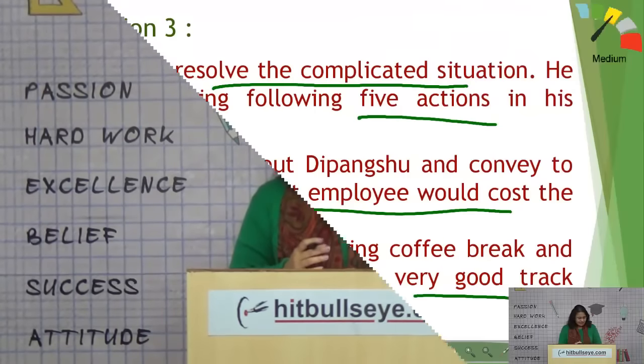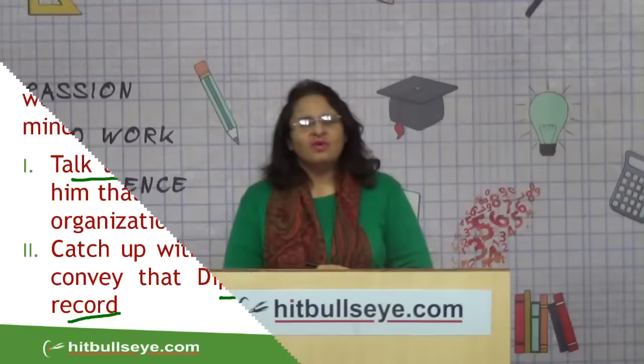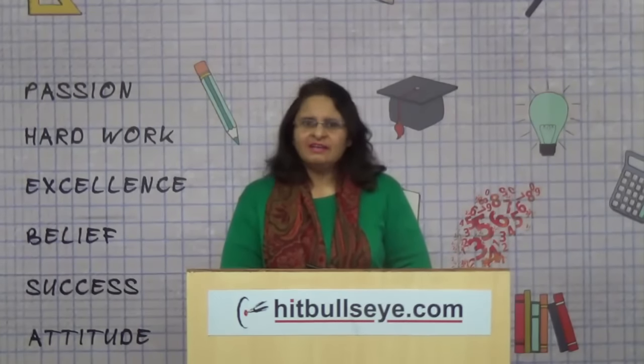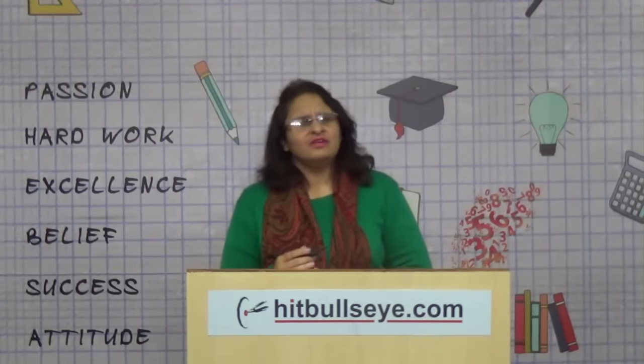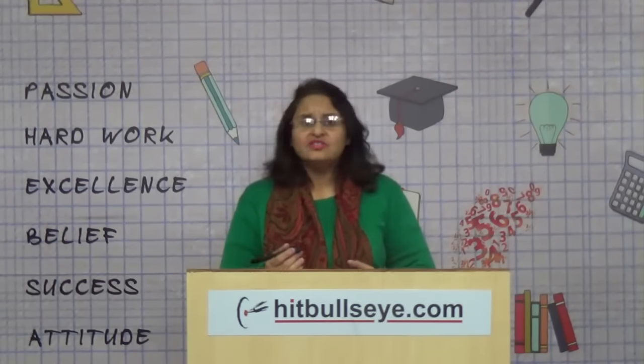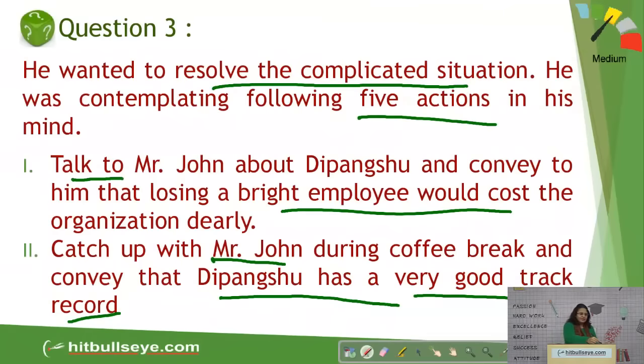The second option here, though it seems to talk about the same thing, is more like Mr. Patel pleading the case of Dipanshu, which is not really a good scenario. So why should Mr. Patel be pleading the case of Dipanshu? And is there any need to tell Mr. John about the track record of Dipanshu? Because Mr. John is the project leader. He already knows about it. So this one, students, is ruled out.